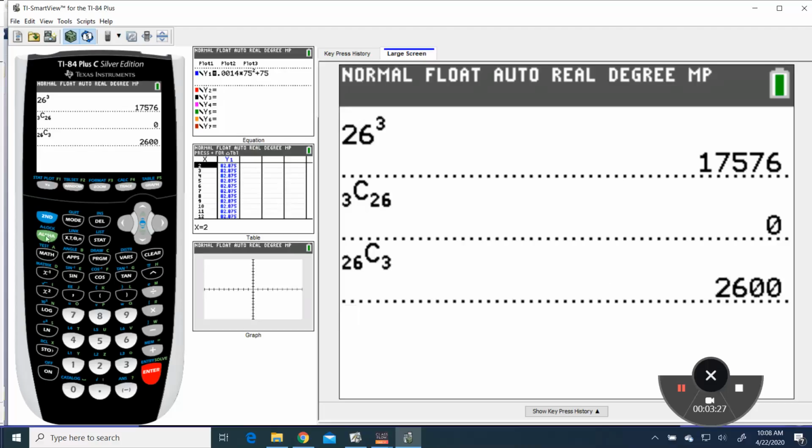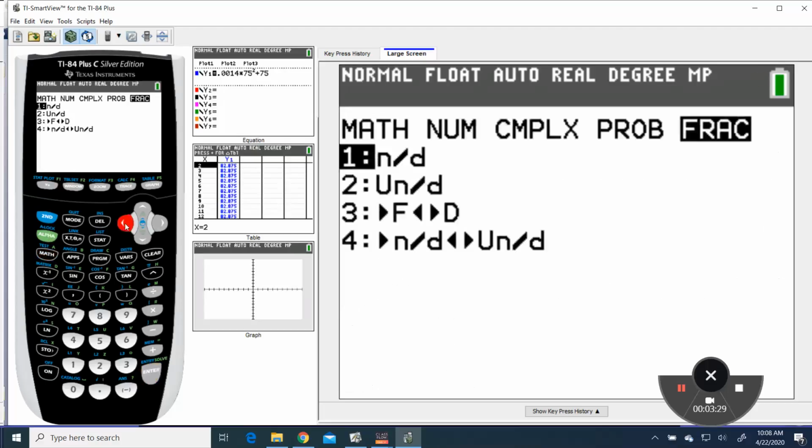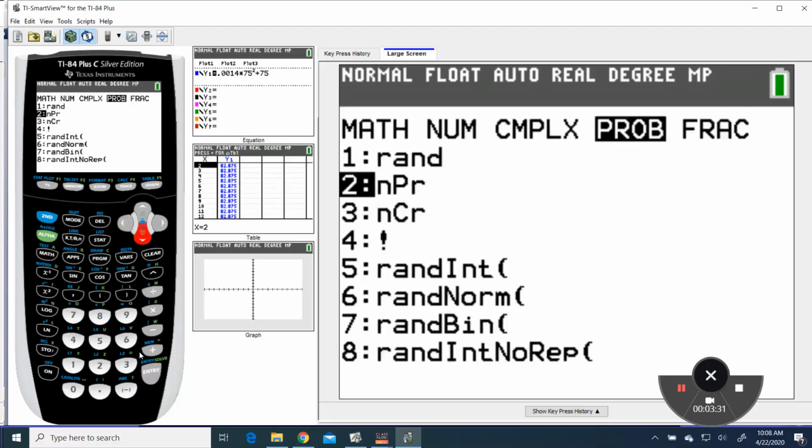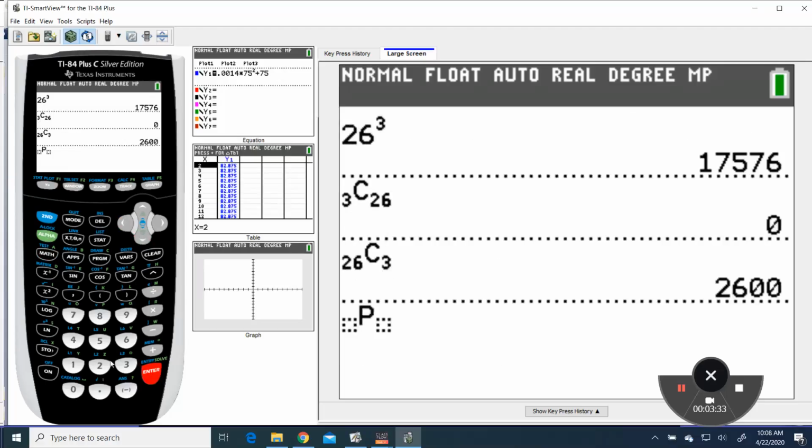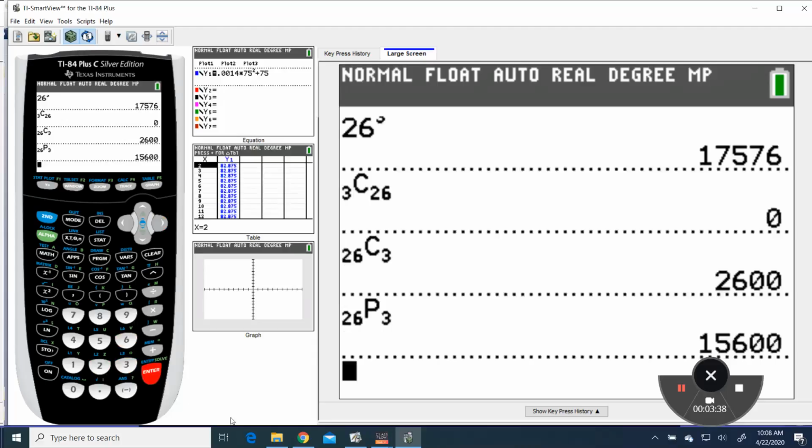And now watch what happens. Math, probability, permutation, 26, 3. Somewhere I've messed up. I figured out what I had done.